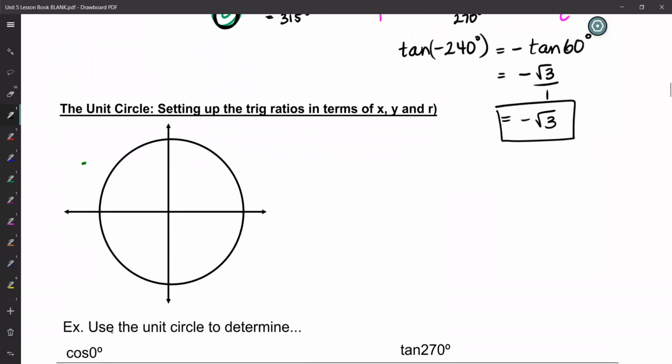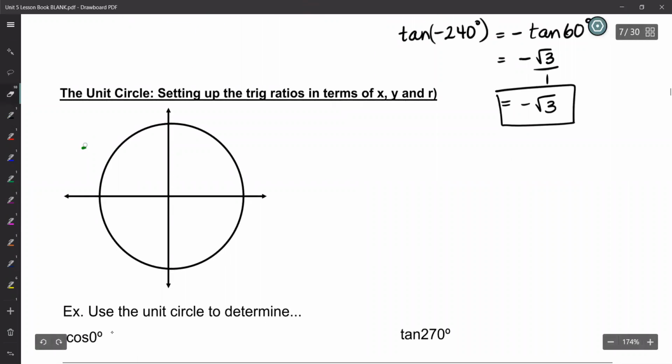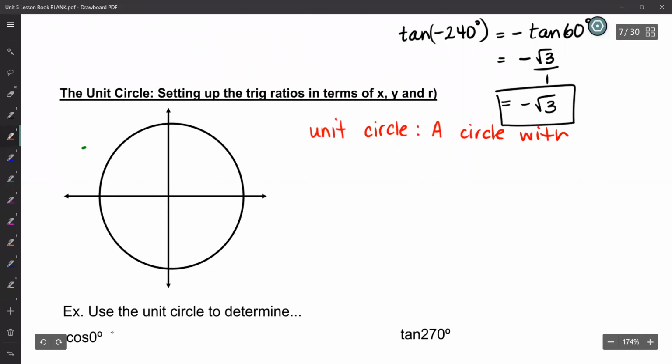Okay. The last thing that I'm going to talk about today is we're going to touch just briefly in this course on something called the unit circle. And the unit circle is a circle with radius 1. And you will be introduced much further to the unit circle in grade 12 if you decide to take advanced functions. But for right now, the unit circle can help us with a couple things.